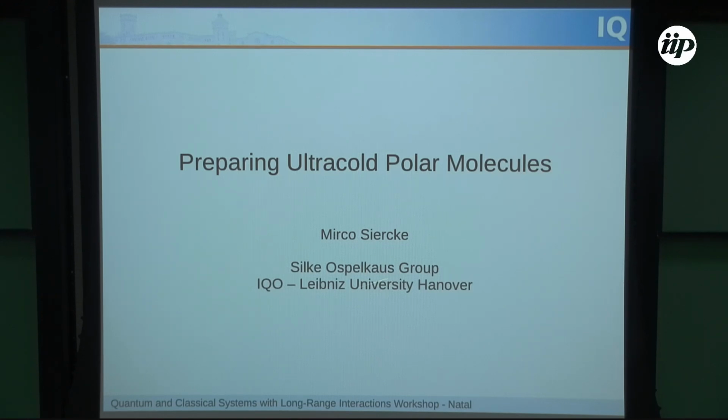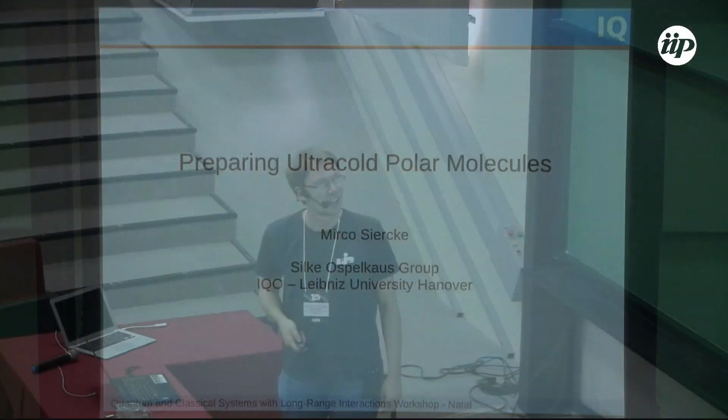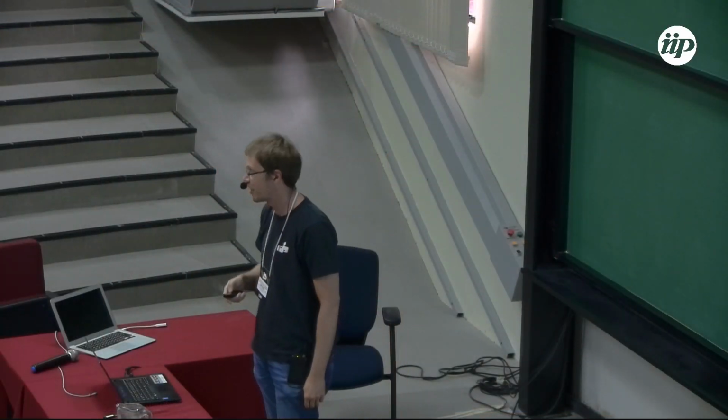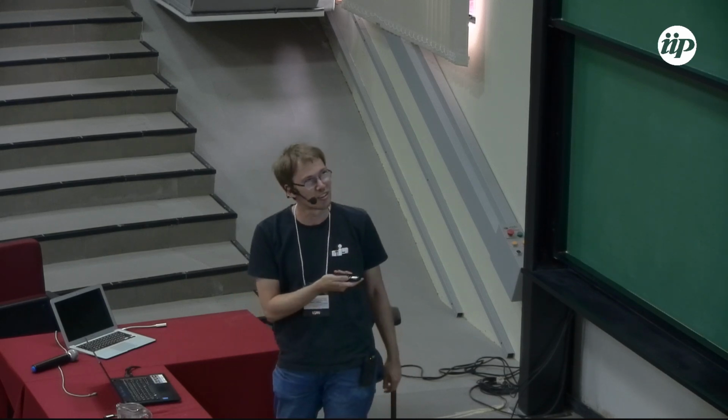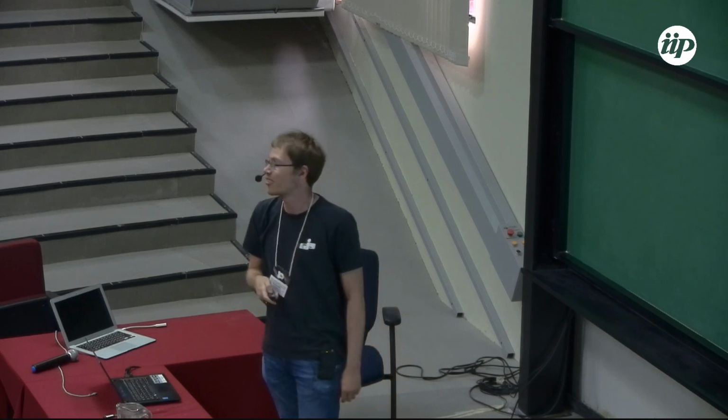I'm from Silke Osberghaus's group at the University of Hanover, and today I'm going to talk about how to make one of these long-range interaction systems. In our case, it's ultra-cold polar molecules. We've already heard about Rydberg atoms and ions and those kinds of systems. In some sense, polar molecules are the most flexible because they have long lifetimes and you can tune their interactions, but they're also one of the trickier ones to generate.